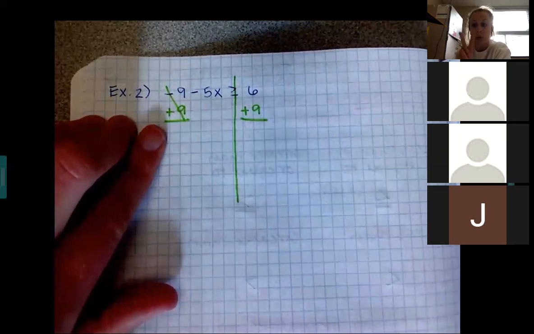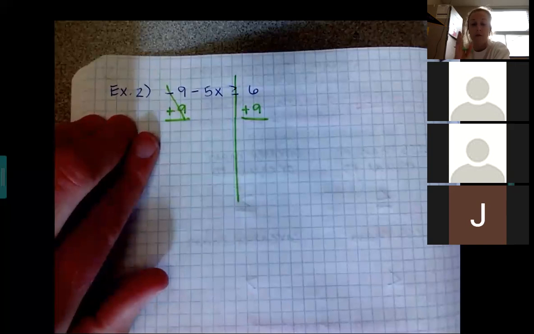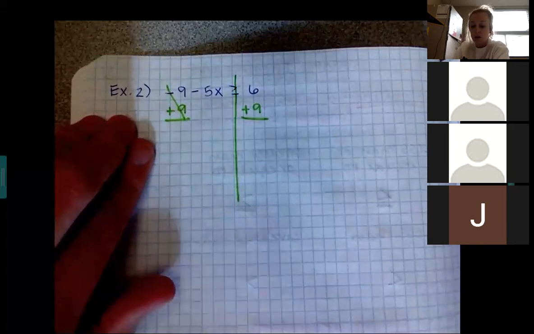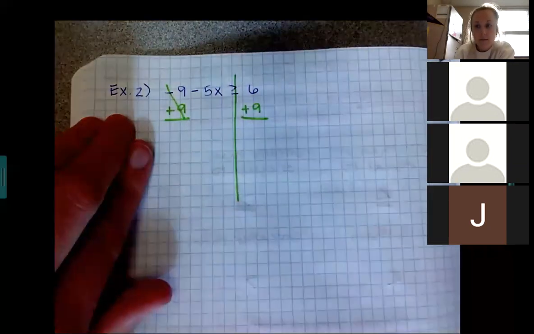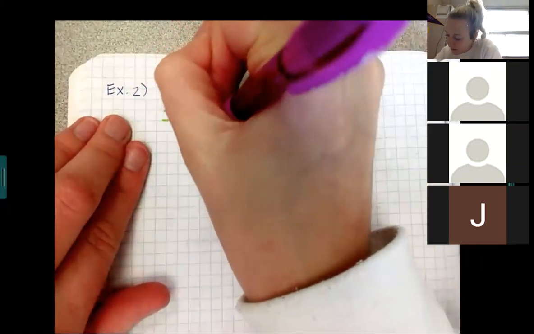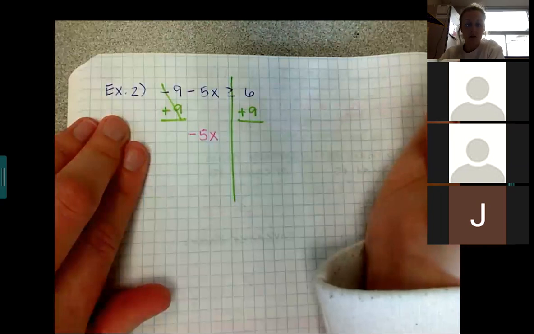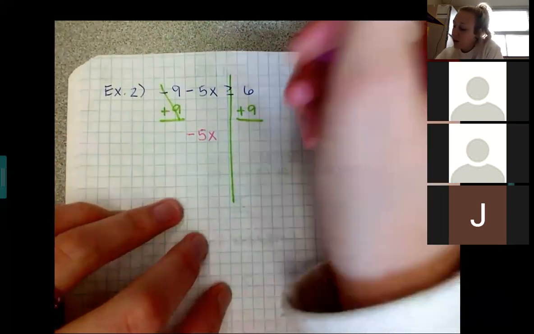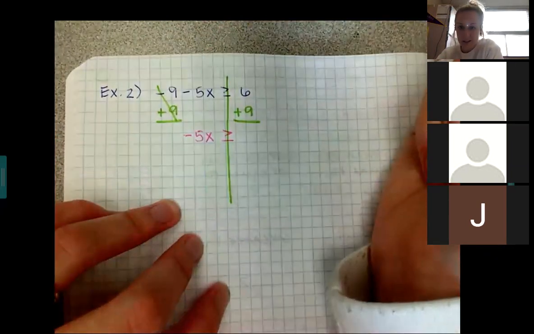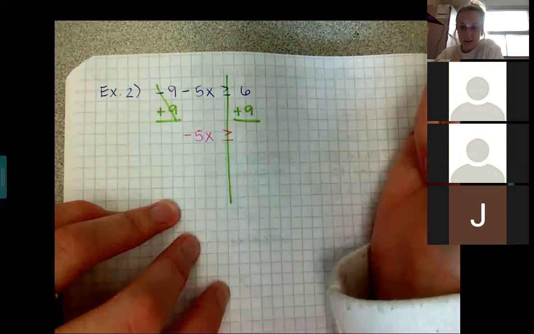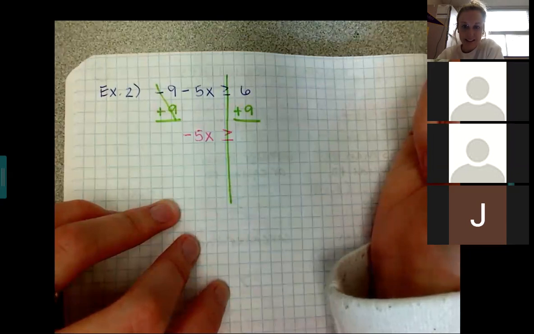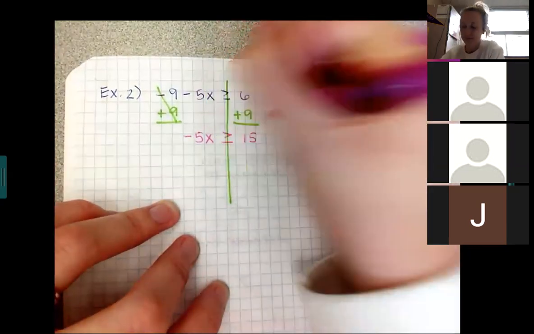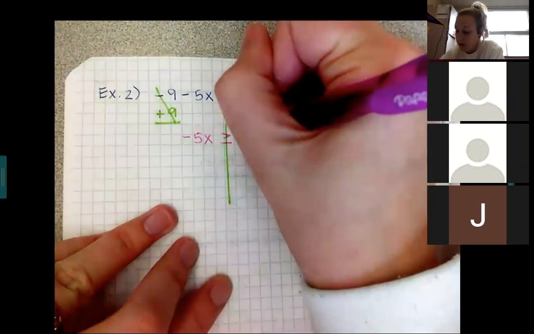So I want you guys to tell me what I would be left with. What would my sentence say from left to right? -5x. Greater than or equal to. Good. 6 plus 9? 15. There we go, 15. Good job. So now, is everybody okay with that step?